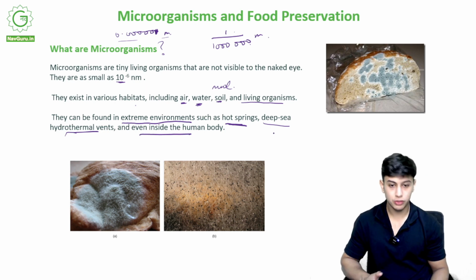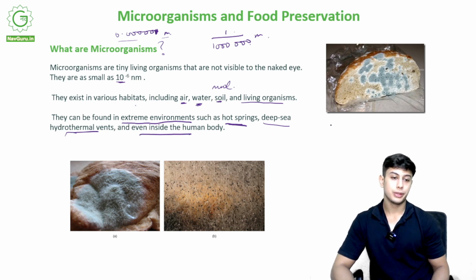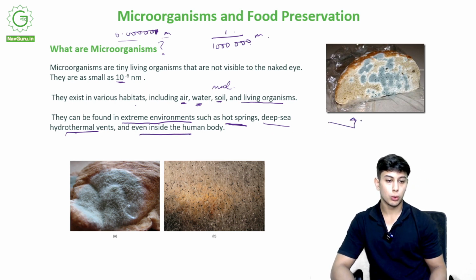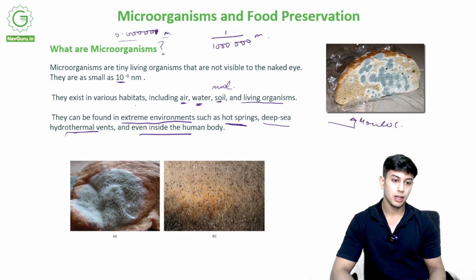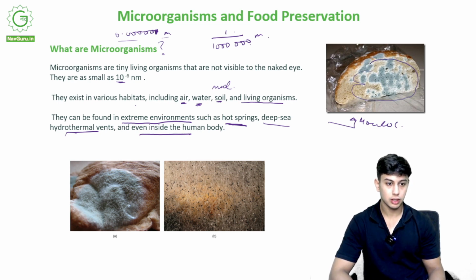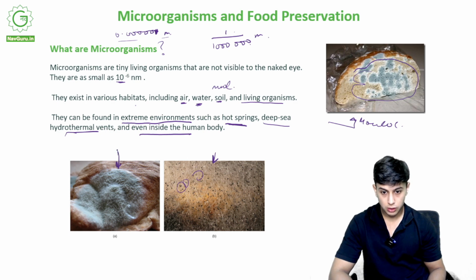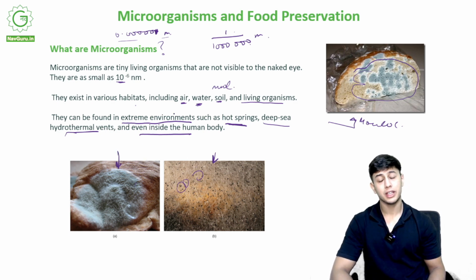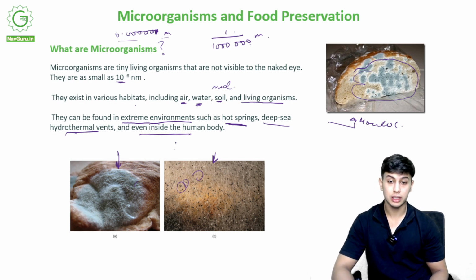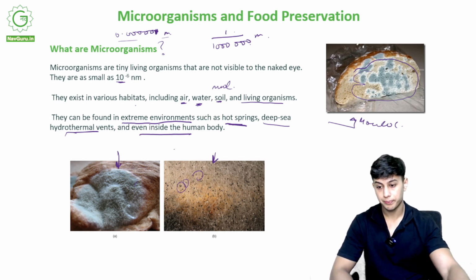So let me give you an example. You see this bread over here, this has mold over it. It is called bread mold. It is a fungus. It is a microorganism, and these are present on the bread over here. This looks like this when we see up close. These are all microorganisms. They are present in very cold conditions, in very hot conditions, in very harsh conditions.